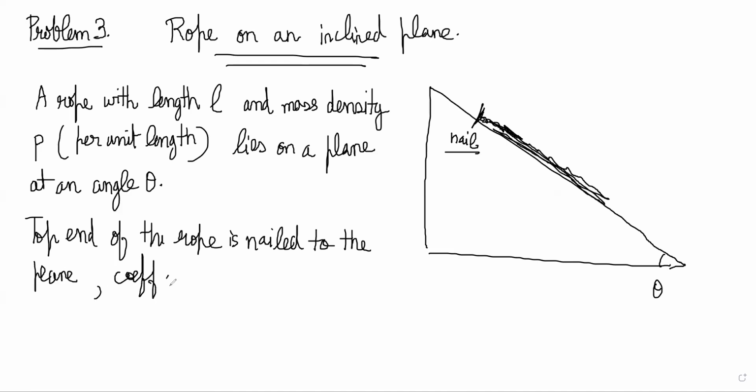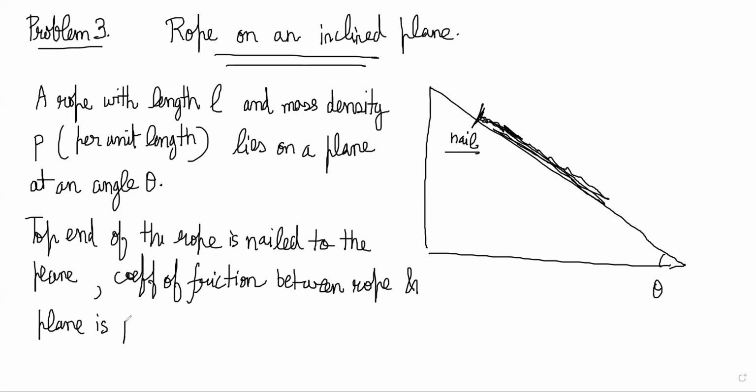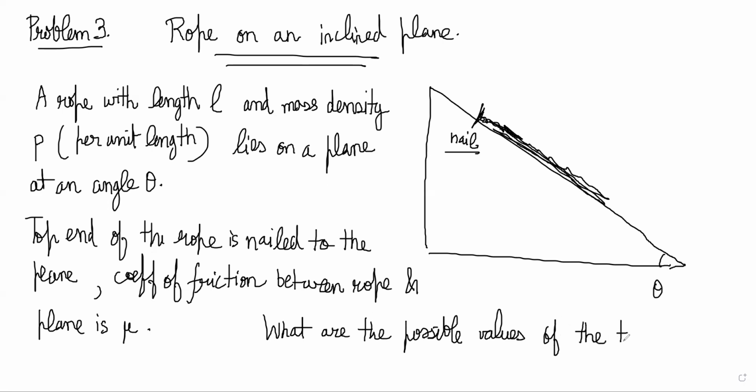And the coefficient of friction between rope and plane is mu. Now the question is asking, what are the possible values of the tension at the top of the rope? So we have to figure out the tension at this point, the topmost point of the rope. And this is the setup. The friction coefficient is mu between the rope and the plane. And the rope had mass per unit length of rho, length L, and it is hanging on an inclined plane of angle theta, right?